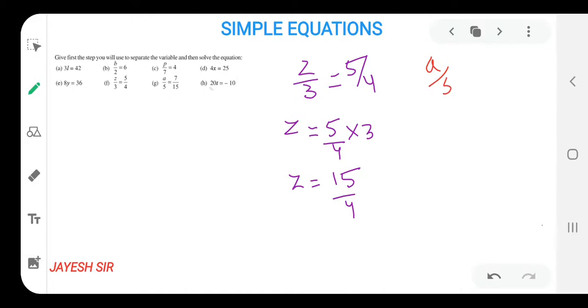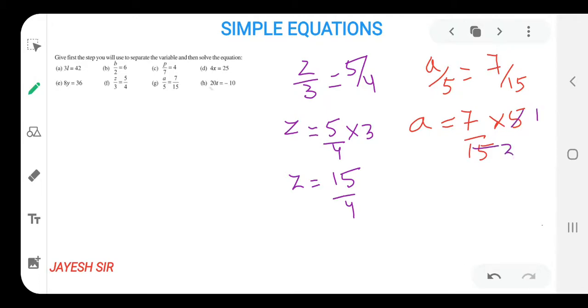A by 5 equals 7 by 15. Yes, here 5 is in division. After going that side it will become multiplication with 7, and 7 by 15 as it is, I have written. Now what we have to keep in our mind, friends, is that 5 and 15 can be cancelled.